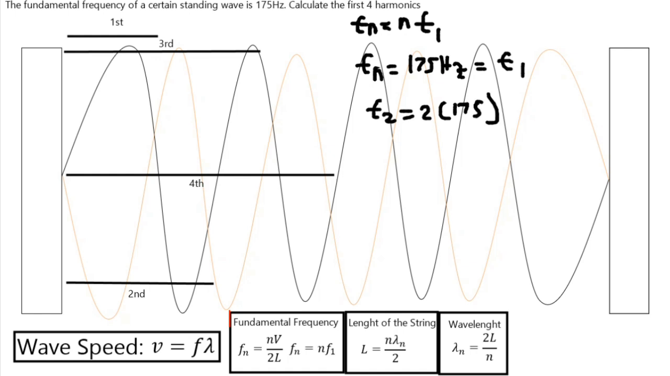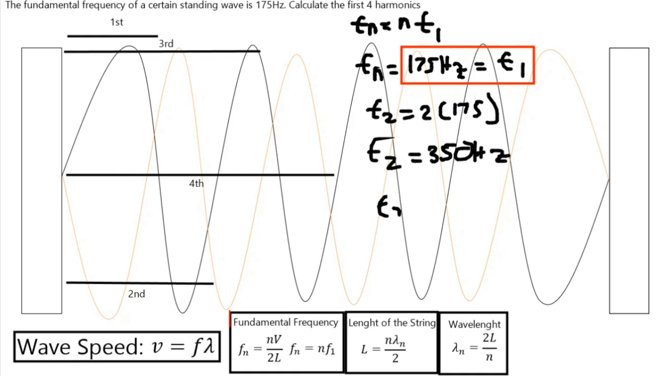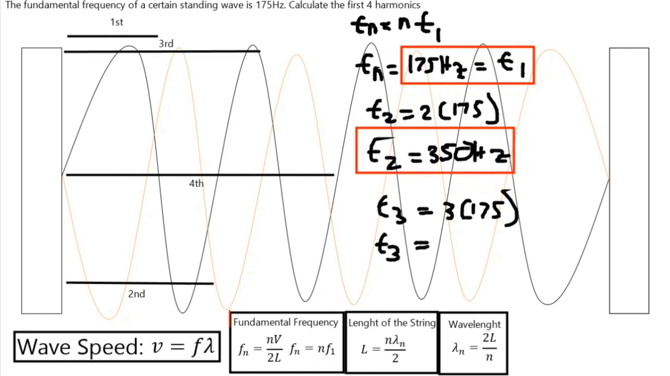Now let's calculate the second harmonic. That's going to be twice the first one. So 2 times 175. So the frequency of the second harmonic is going to be 350 hertz. Okay, now let's try the third harmonic. So the third harmonic is just 3 times the first harmonic. So 3 times 175. Let's just box this. Let's highlight our answers. So this is going to be 525 hertz.